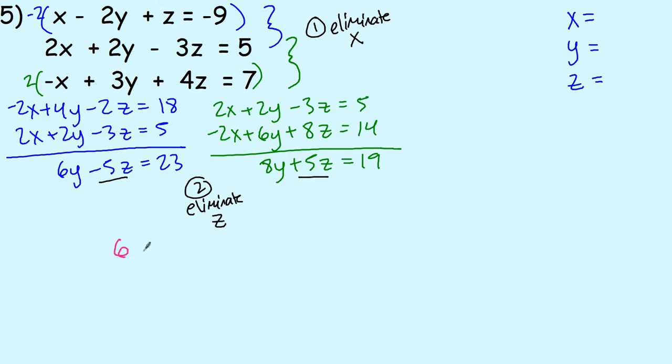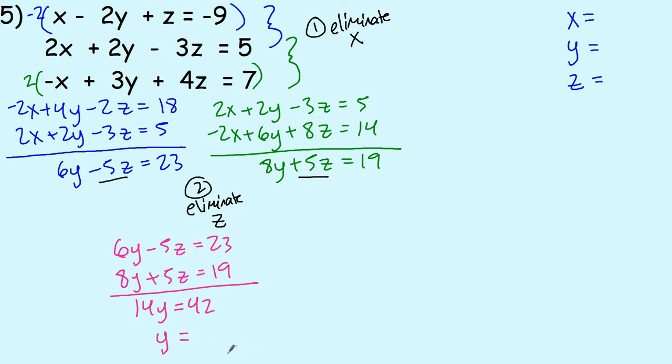Okay, so 6y minus 5z equals 23. 8y plus 5z equals 19. So 14y equals, what was that, 42. So y equals 3? Yes.